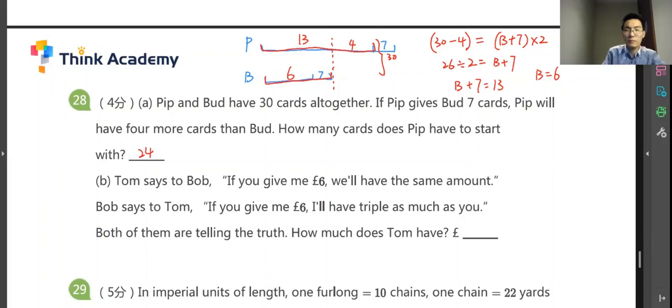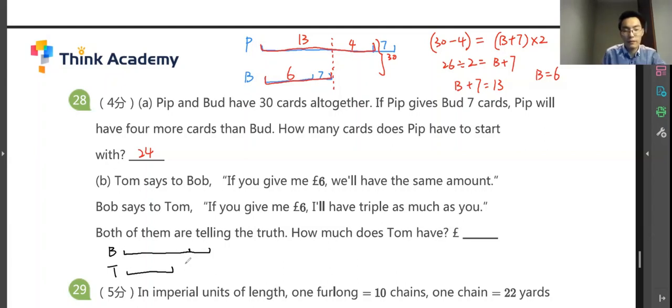And now let's look at part B. So Tom says to Bob, if you give me £6, we will have the same amount. Okay, so this is very important, key information. So I'll write Bob on top and then Tom at the bottom. So Bob has more pounds than Tom. Okay, I'll draw a shorter line for Tom.